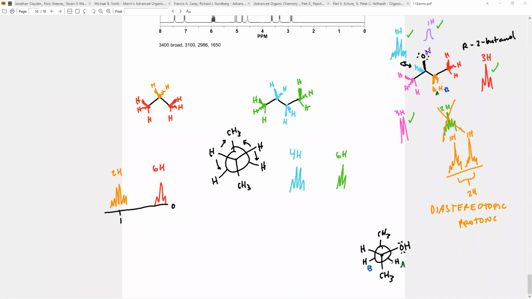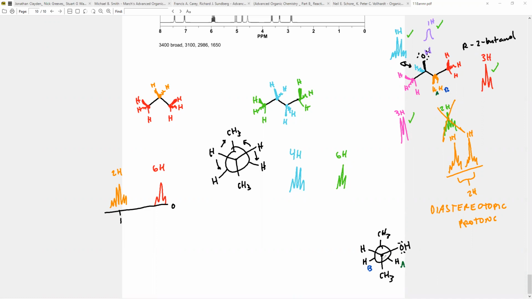We're not going to have that same expectation in the butanol, right? HB clearly has different interactions with HA. So this is one way, a bit of a complicated way, that we can see diastereotopic protons or diastereotopic interactions.